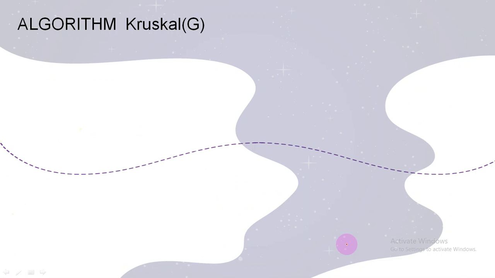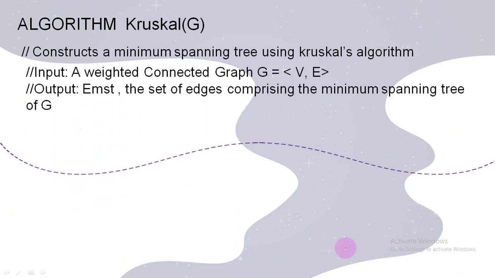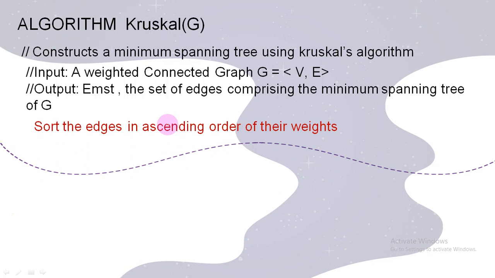We will write the algorithm. What it does is construct a minimum spanning tree using Kruskal's algorithm. Input is a weighted connected graph G, which is a set of sets. One of the sets is the vertex set, the other set is the edge set. Output is EMST, that is the edges constituting the minimum spanning tree, the set of edges comprising the minimum spanning tree of G.